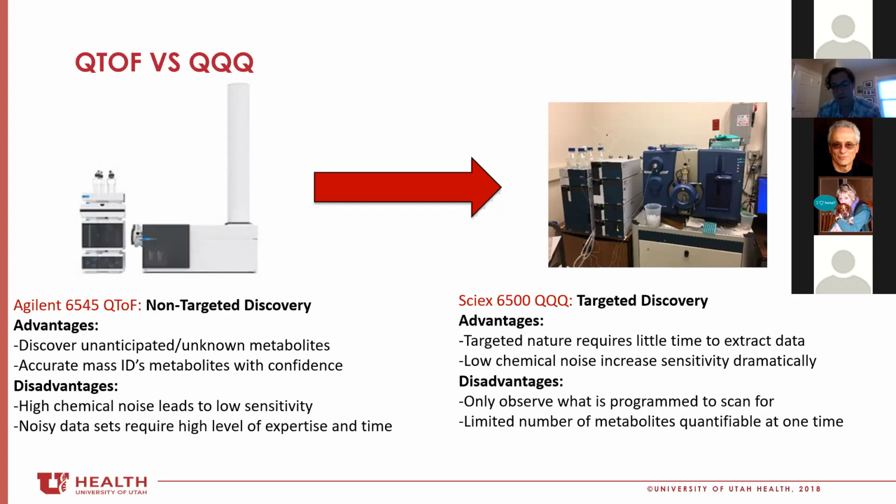The disadvantage is you only observe what it's programmed to scan for, and I'll argue a lot of times that's not a disadvantage. And it has traditionally a limited number of metabolites that are quantifiable at one time, but we have found that that's not necessarily true. Alan in my lab just did a lipidomics triple quad assay where he's able to quantitate like 640 individual lipid species. So we're getting into real high numbers of metabolites and lipids in a system.